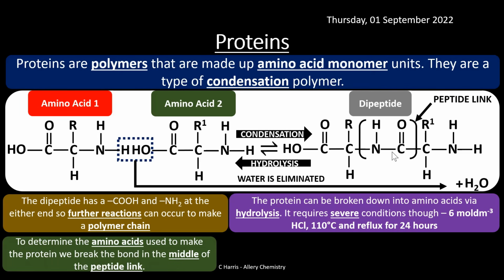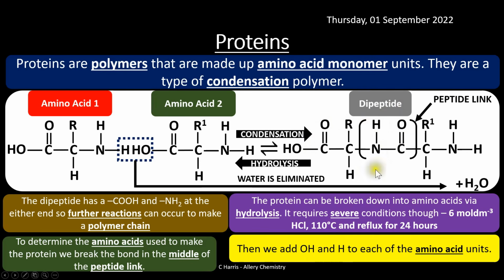So to determine the amino acids that we used to make the protein, we break the bond in the middle of the peptide link. So we basically break this bond here, and then left and right will tell us the types of amino acids that are produced. Effectively all we do is add OH and H to each one of these, and that will tell us the individual amino acids that we used to make the protein in the first place. Like I say, you're going to see a lot more on condensation polymerization in topic 35, and we look at a few more examples such as terylene and nylon. So we'll look at other examples in that topic.